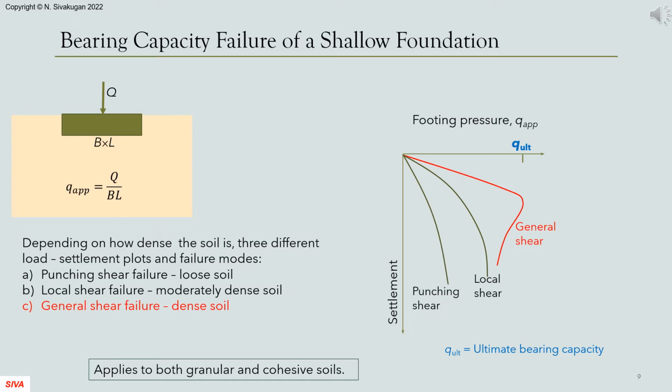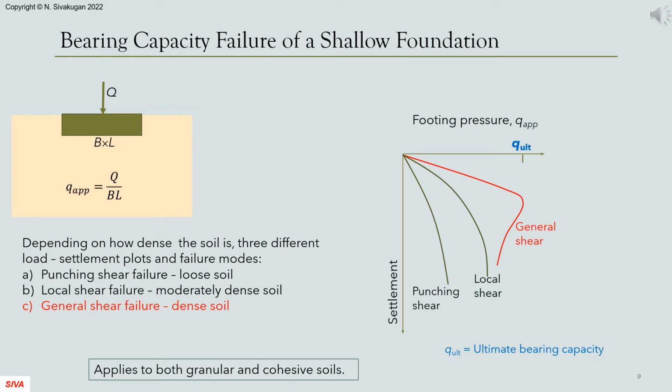When a foundation fails in bearing capacity, the failure mode is different, depending on how compact the soil is. This applies to both granular soils and cohesive soils. The three failure modes are punching shear, local shear, and general shear. We will focus mainly on general shear failure in soils that are very compact, dense sand or stiff clay. You will not want to build a foundation on loose ground. You will compact and make it dense before placing the foundation.